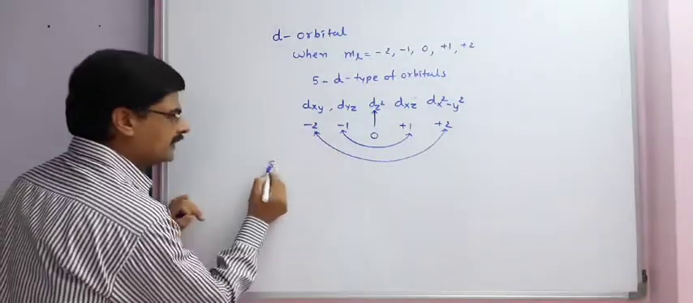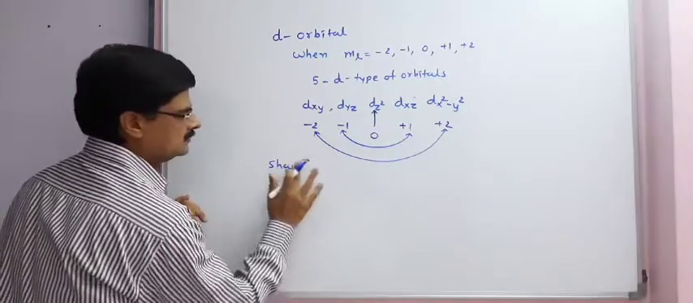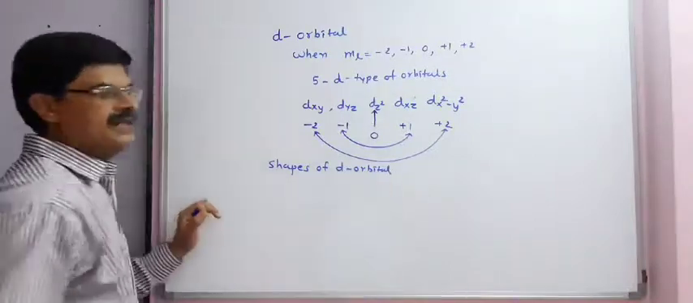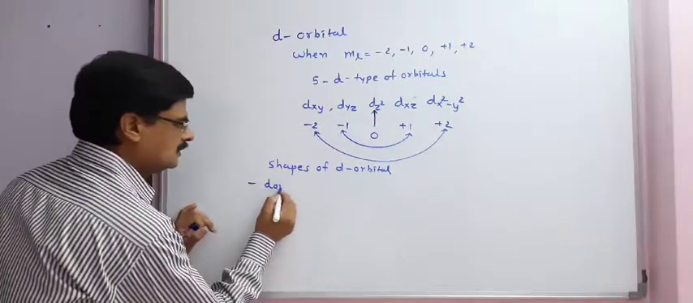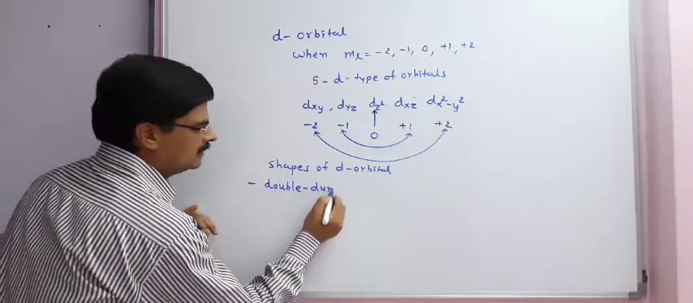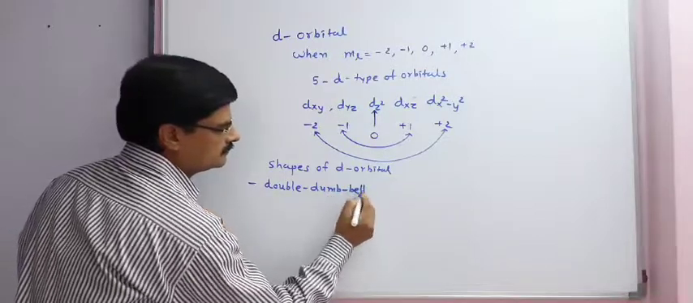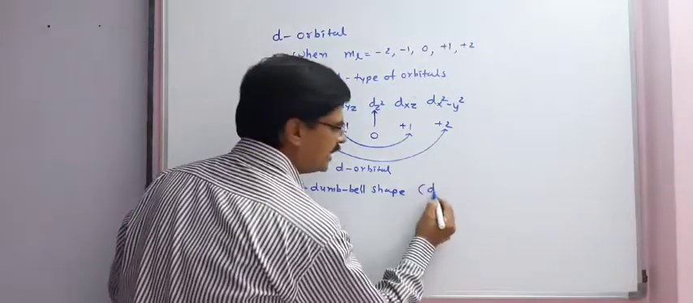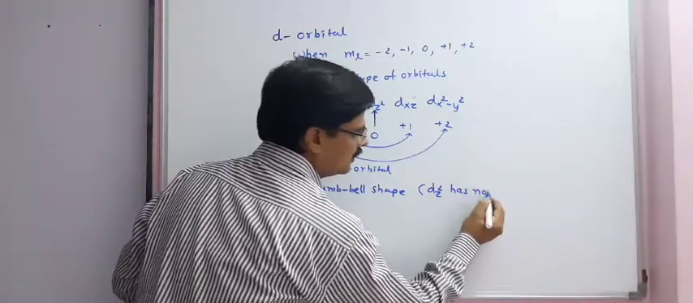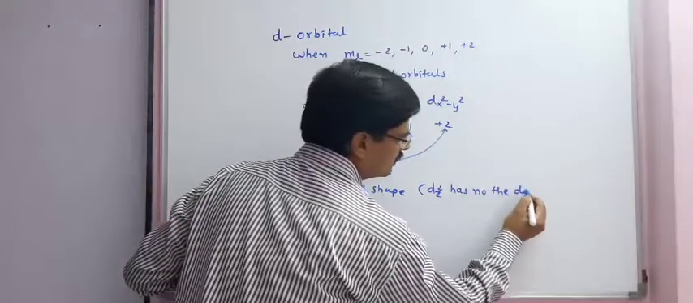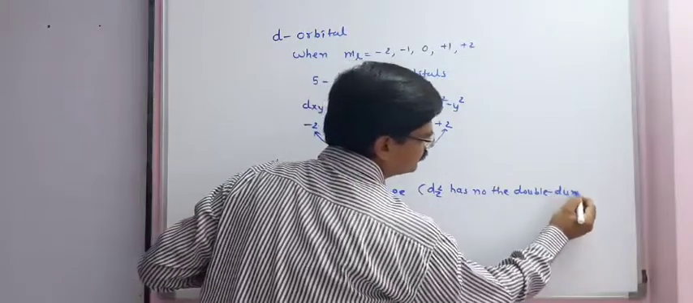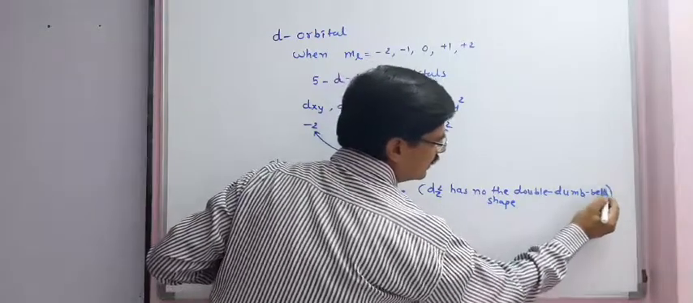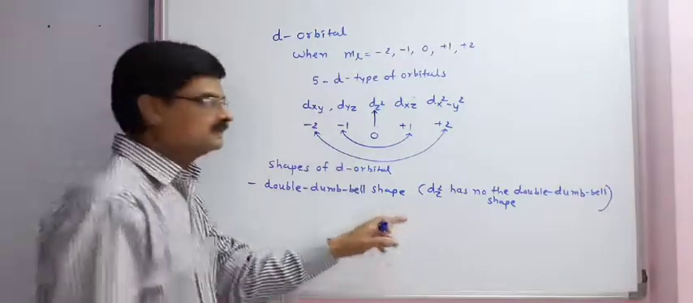Now, shapes of d orbitals. The d orbital is a double dumbbell shape, but dz square does not have the double dumbbell shape. It has a shape like a baby soother.